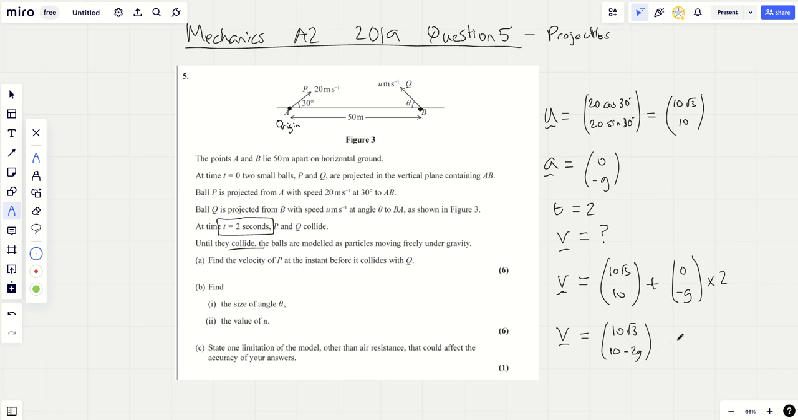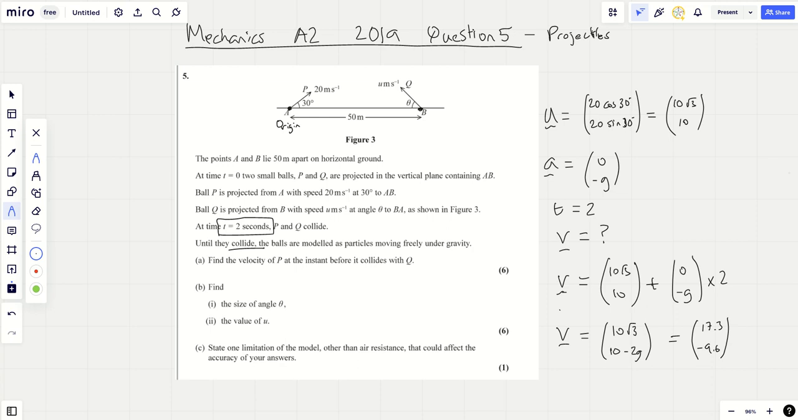And so the velocity of P at the instant before it collides with Q is simply going to be, if I write them as decimals, and let's just quickly go to my calculator and write these down. 10 root 3, I think it's about 17. Let me just check though. Going back into the normal mode of my calculator, 10 root 3 comes to 17.3. And then 10 minus 2g, well, that's 10 minus 19.6, which is minus 9.6. So I'm going to write it in there as minus 9.6. And there's your velocity, at least as a vector.